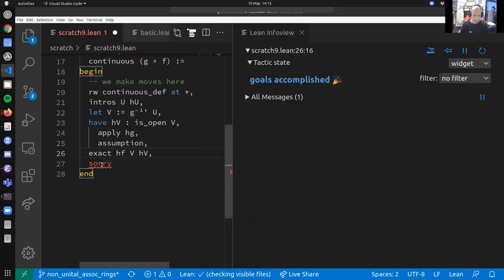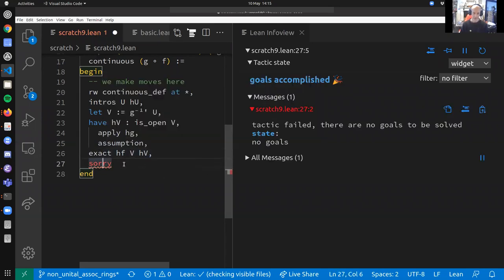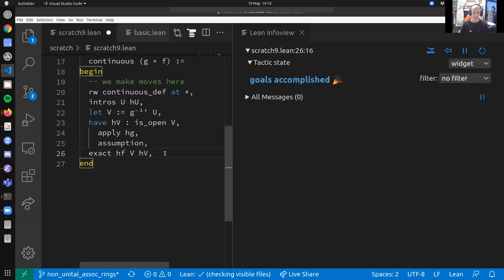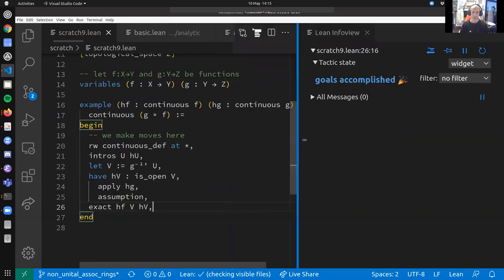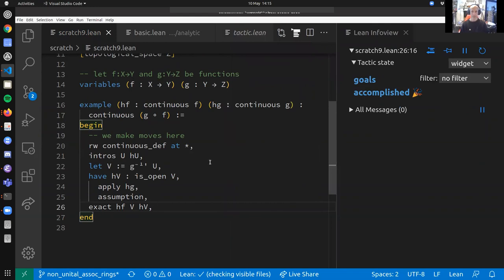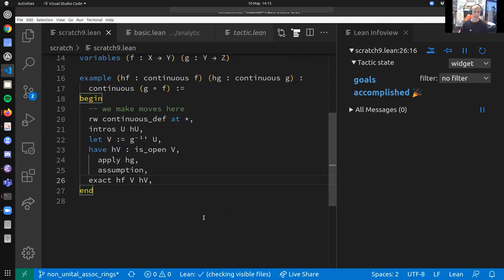And now I have an error. Now it's complaining that I'm apologizing because I haven't finished yet, but I don't need to apologize anymore because I've finished. So that's a proof from first principles that a pre-image of a continuous function is continuous. As you can imagine, it's a proof that a composite of continuous functions is continuous.